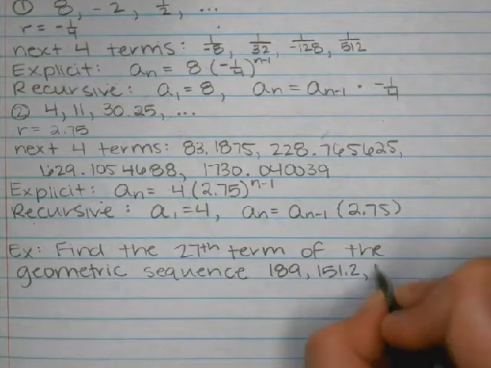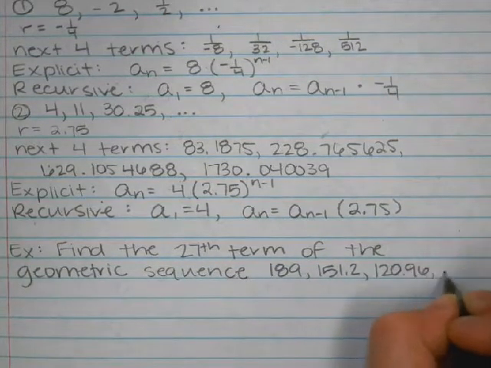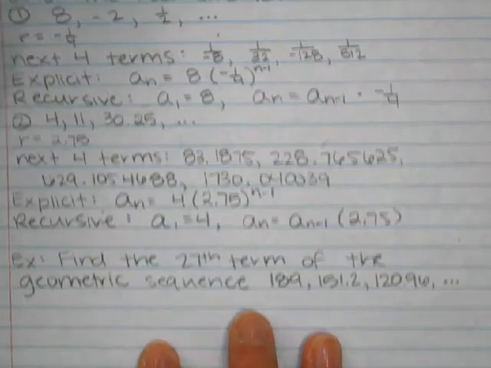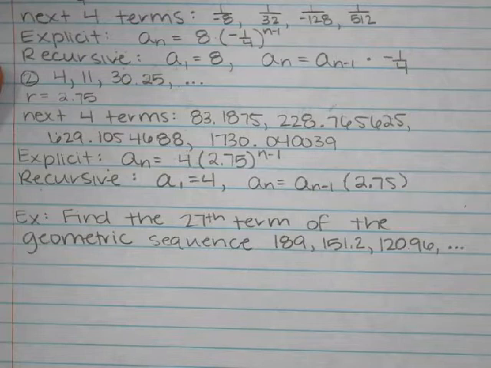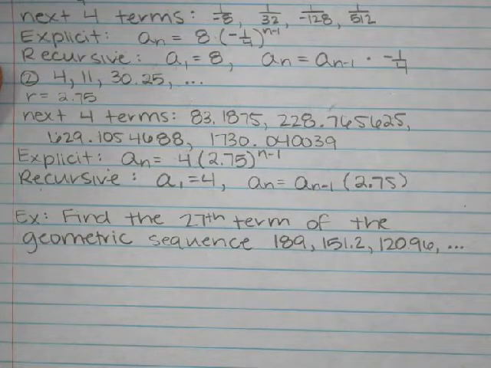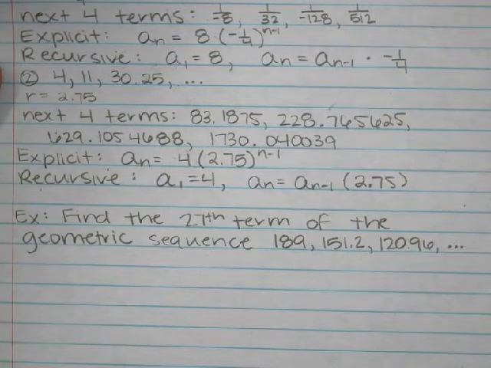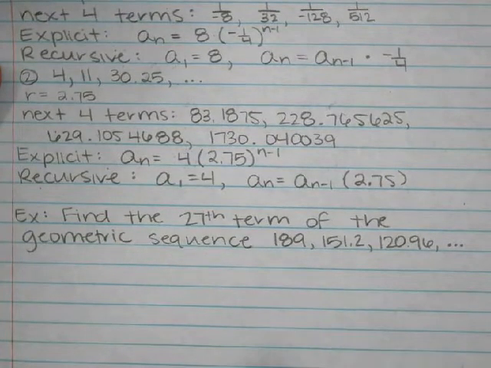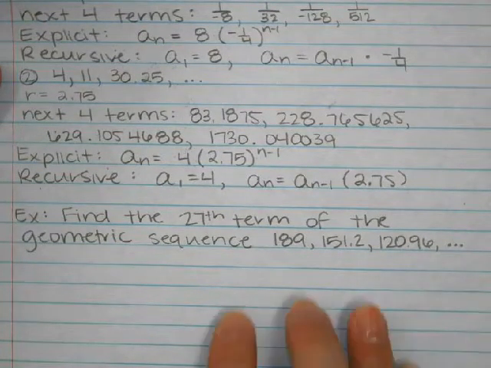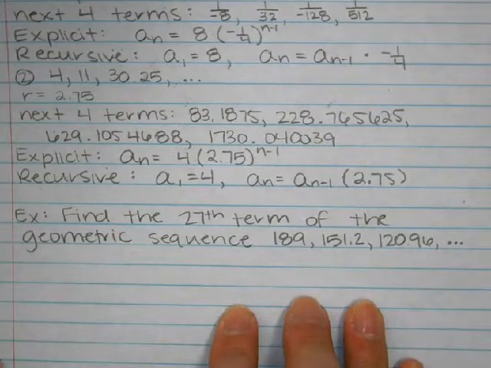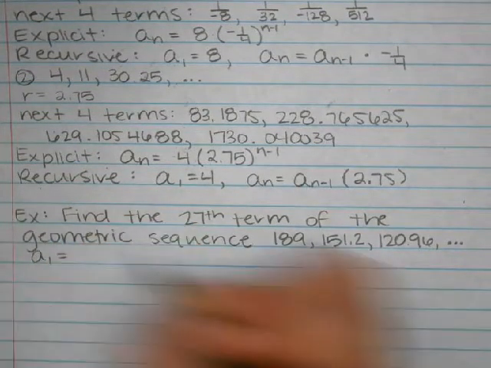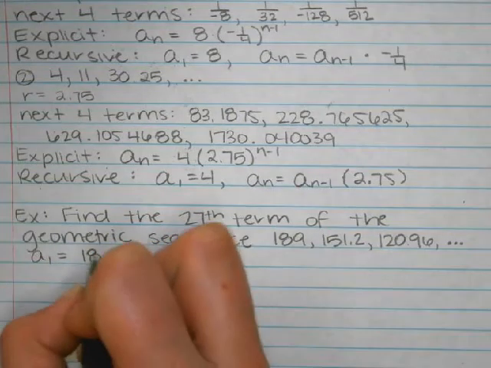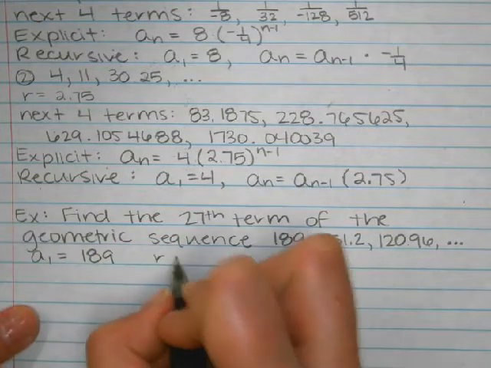Again, this example has kind of some weird numbers. So what we need to do is write a formula so that we can find the 27th term. If you write the recursive formula, then you might as well just keep the pattern going 27 times. So I'm not going to use the recursive formula, because 27 terms sounds like a lot to me. I'm going to do the work to find the explicit formula, which means I need my first term and I need my r value.